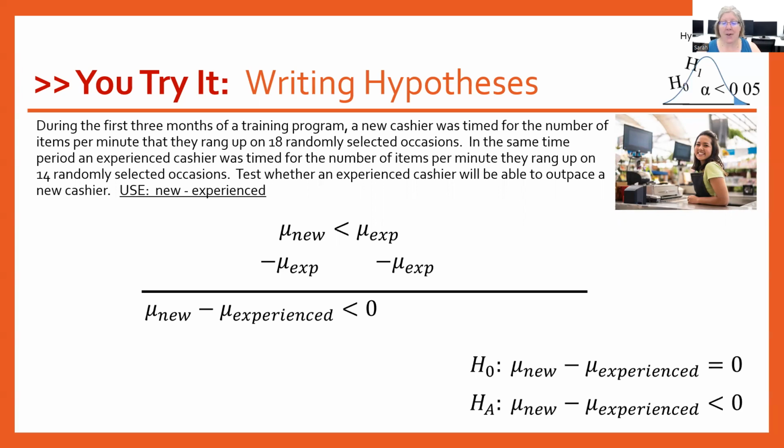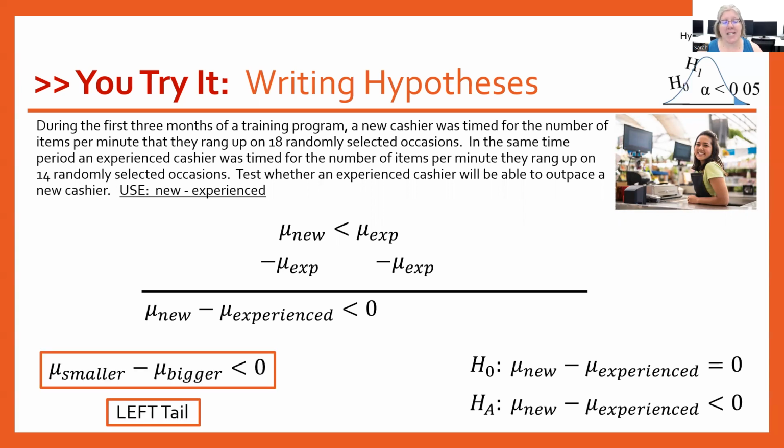So my null hypothesis: mean of new minus mean of experienced equals 0. And my alternative is that the mean for the new minus the mean for the experienced is less than 0. So if that first number with the mean that you list, you think that it's smaller than the other number, then you're going to get that less than on a left tail test.